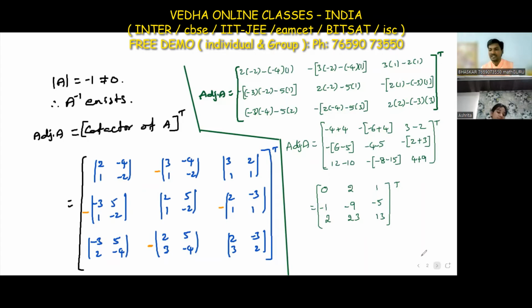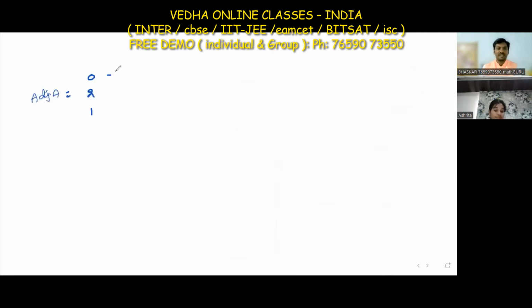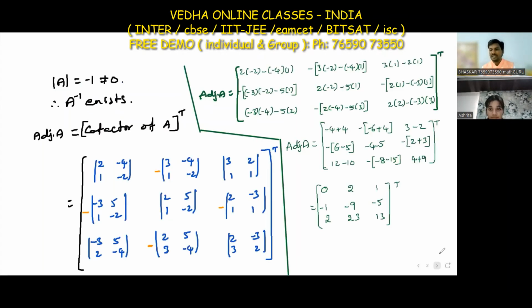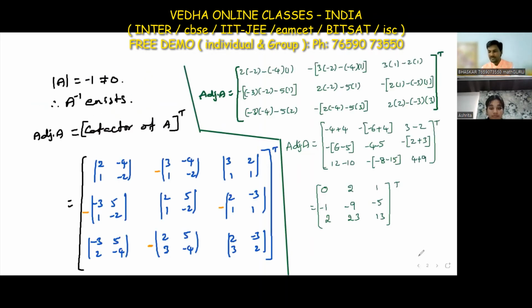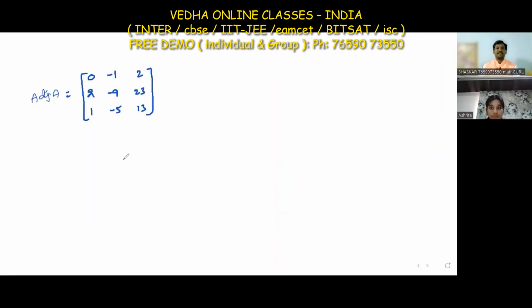Minus 1, minus 9, minus 5. And third row 2, 23, 30. After transpose, okay. So this is adjoint A.